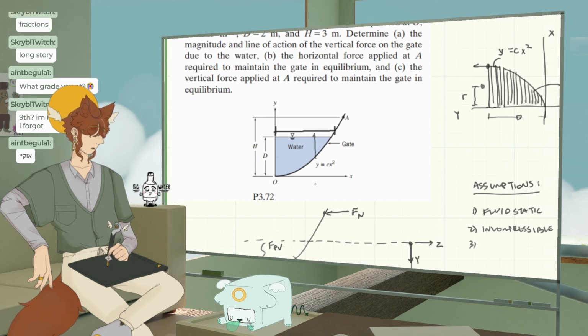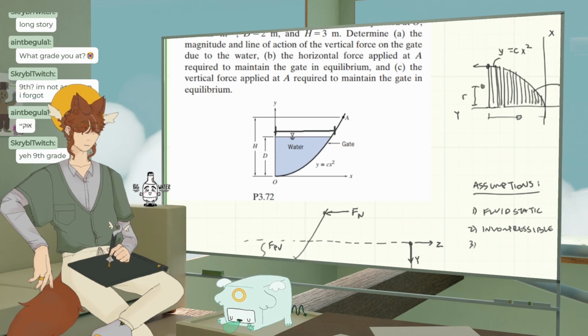What grade are you at? What branch do you learn? Fractions? Long story. Poor Scribble's getting demolished in school. Well, it's just her school. My bad, queen. You got this.